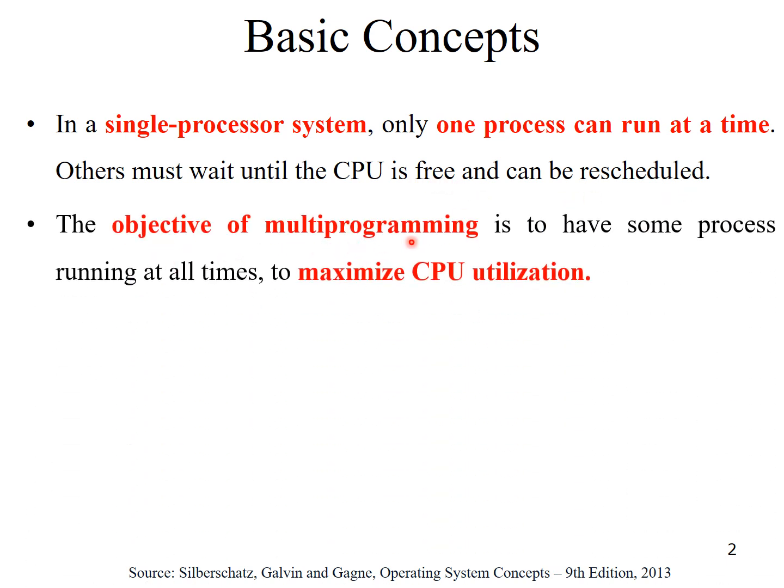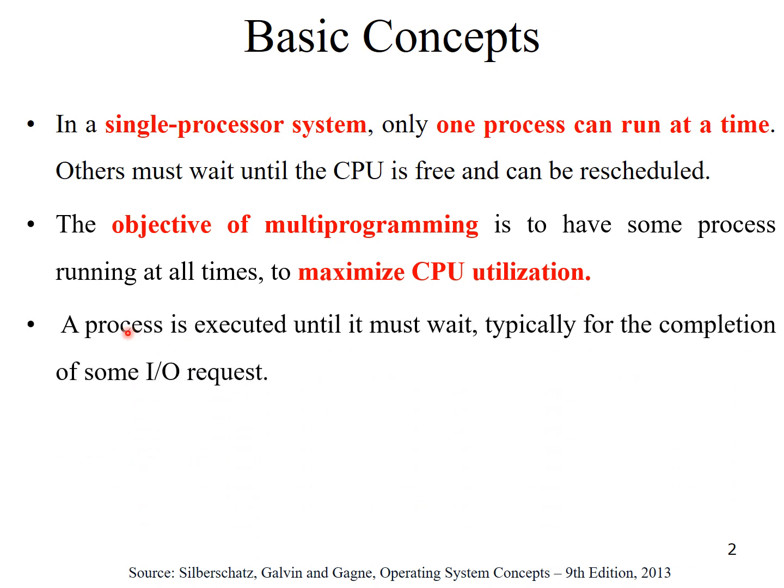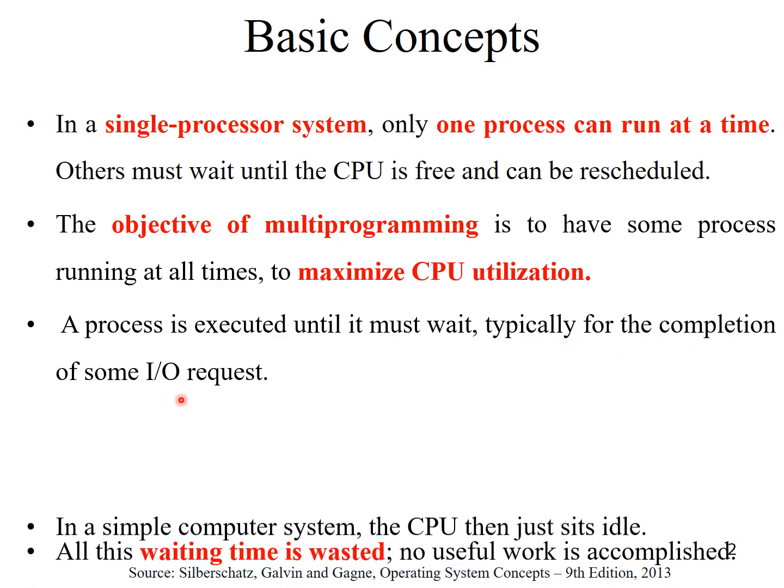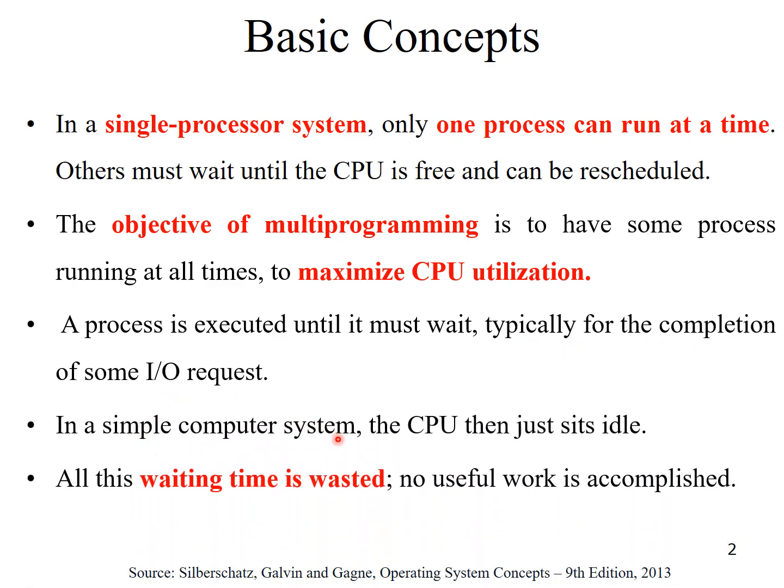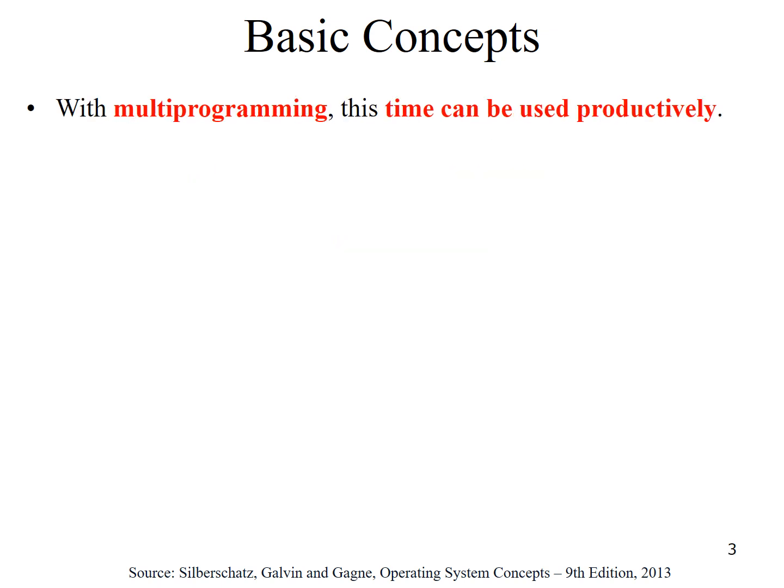The main objective of multiprogramming is to have some process running at all times so that we can maximize the CPU utilization. A process is executed until it must wait, typically for the completion of some I/O request. In a simple computer system, the CPU then just sits idle. This waiting time is wasted so that no useful work is done. With multiprogramming, this time can be used productively.